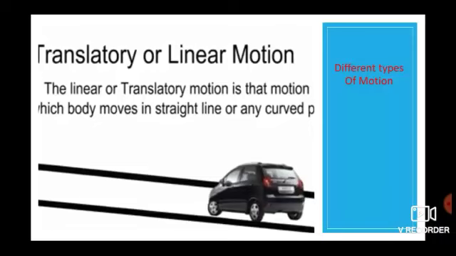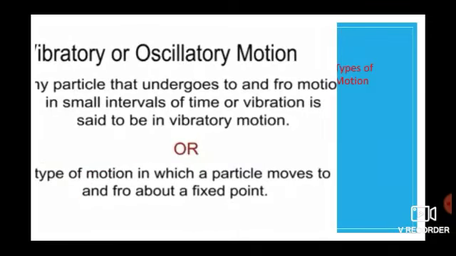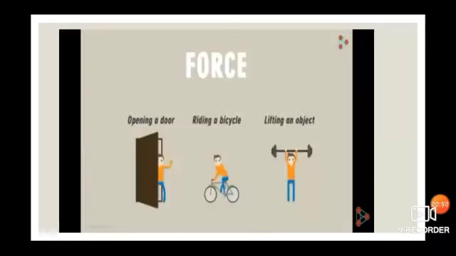In the previous class, we learned about various types of motion such as translatory or linear motion, rotatory or circular motion, vibratory or oscillatory motion. Next, we learn about force. Force is an action that helps to do work. For example, opening a door, riding a bicycle, lifting an object. These are some examples of force.